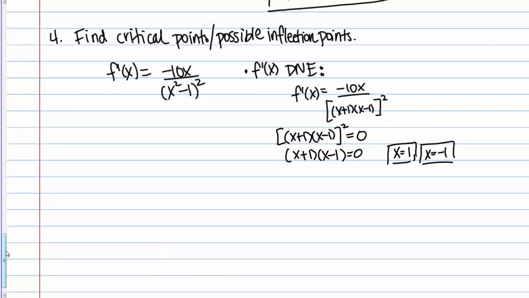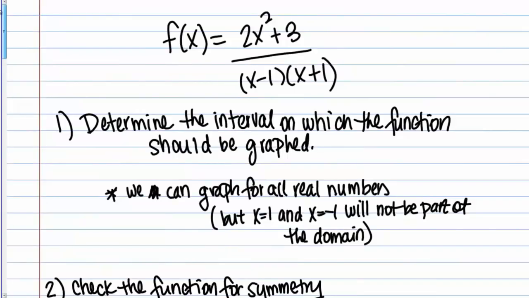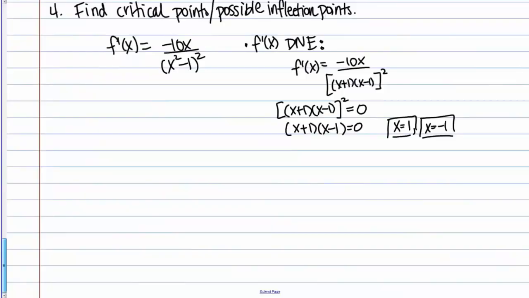So in the past, I've always encouraged you to, whenever you find a critical point, think about whether it's in the domain of the original function. Now in this case, if we scroll back up to our original function, it had this (x - 1)(x + 1) in the denominator, right? So these are not actually in the domain of the original function.